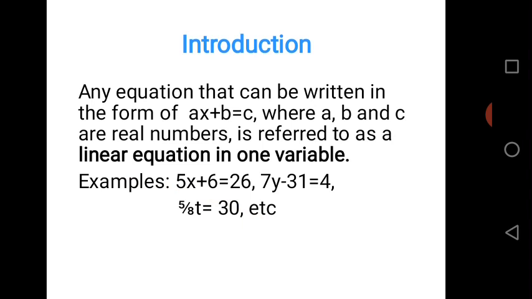See, any equation that can be written in the form ax plus b is equal to c, where a, b and c are real numbers, is referred to as a linear equation in one variable. Here I have taken three examples: 5x plus 26, 7y minus 31 is equal to 4, and 5 by 8t is equal to 30. In these three examples, there is only one variable in each: in the first x, in the second y, and in the third t.